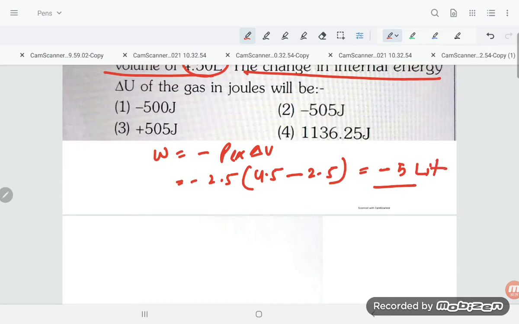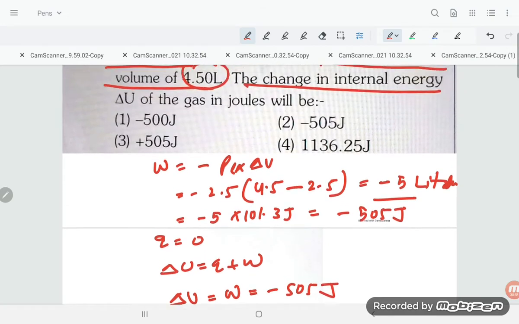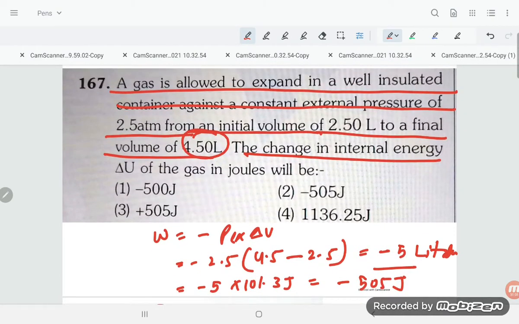Now students, if you are converting atm liter, you convert into joule. So minus 5 into 101.3 joule. So it is coming minus 505 joule. Since system is well insulated, Q will be 0. So delta U is equal to Q plus W. So delta U is equal to W is equal to minus 505 joule. So you see internal energy is minus 505. Option number 2 is correct, students.